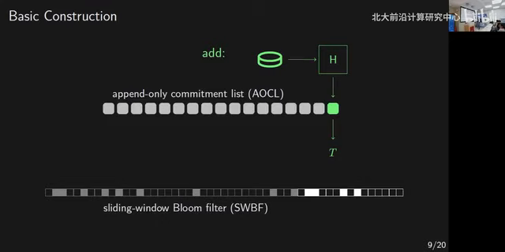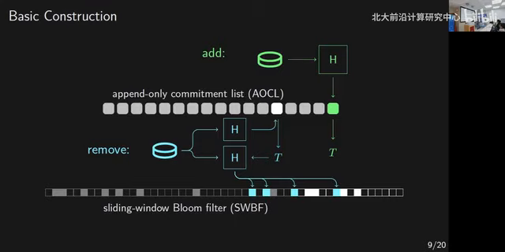Right. And when we want to remove an item, we know that it corresponds to a timestamp, its index. And so we have to show, firstly, that we know the item that gave us this commitment. And secondly, we can use the timestamp of that commitment in this list as the timestamp for this Bloom filter test. And so using that timestamp, we actually know which window to look in. And then we look at those bits.